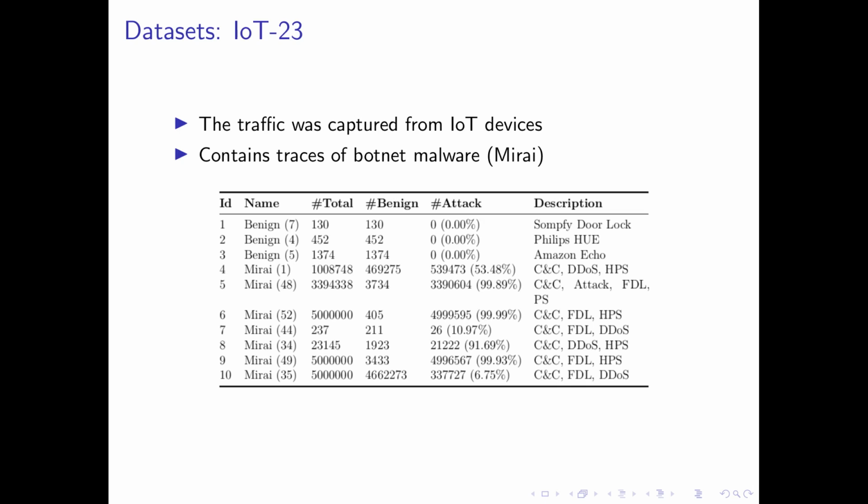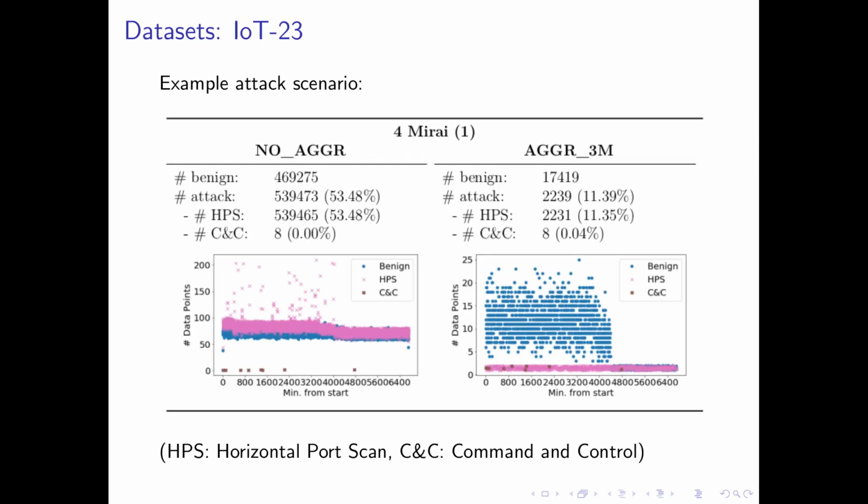Next, we look at IoT23. This dataset contains captures from IoT devices, and various botnet malware was executed on the devices, and that also performed various malicious actions, such as horizontal port scans and file downloads and DDoS attacks. And again, an example of the attack scenario from here.